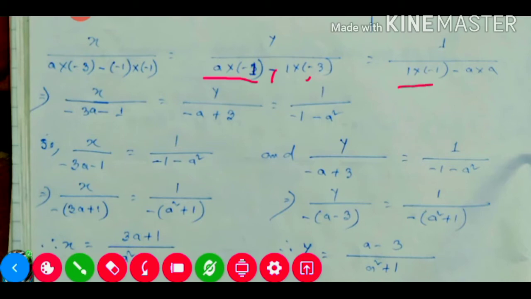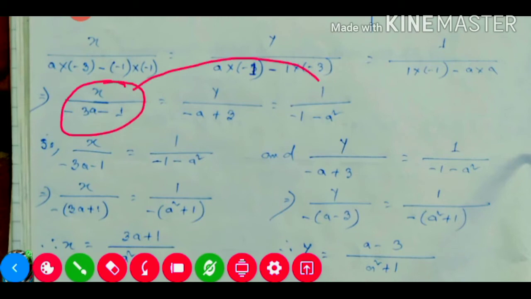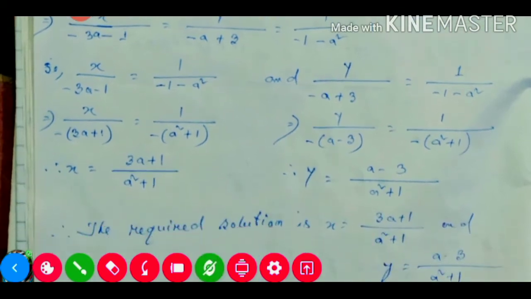This portion is minus 1 plus 1, so plus minus minus 1, and here a into a, that means a square. Now the x value we need to find out, we are not able to reduce more, so x is equal to this one. Now we'll take minus as common. If we take minus common, there remains 3a, and minus minus this one will be plus 1.